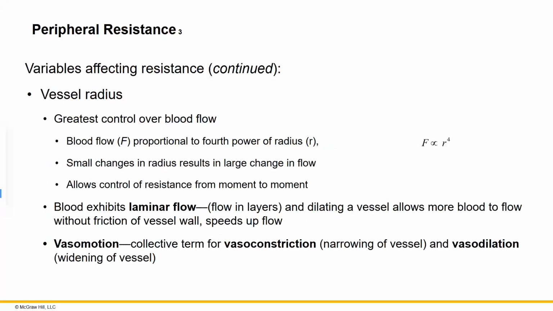And then vessel radius, the greatest control over blood flow. Blood flow is proportional to the 4th power of the radius. Small changes in radius result in large changes in flow. This allows for the control of resistance from moment to moment. Blood exhibits laminar flow in layers, and dilating a vessel allows more blood to flow without friction of the vessel wall.